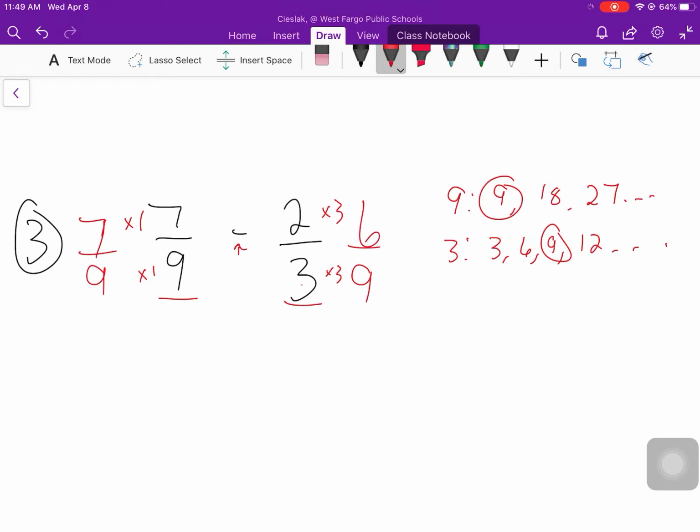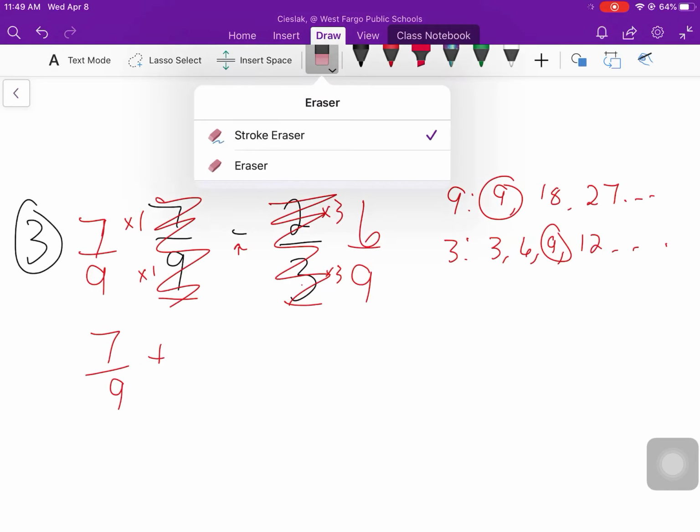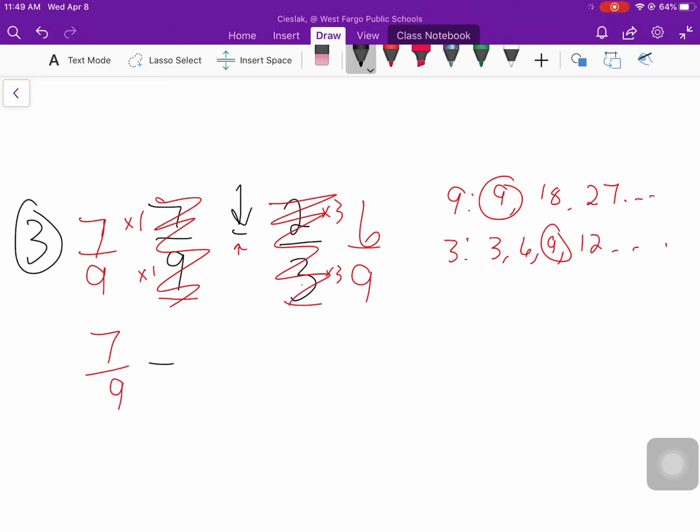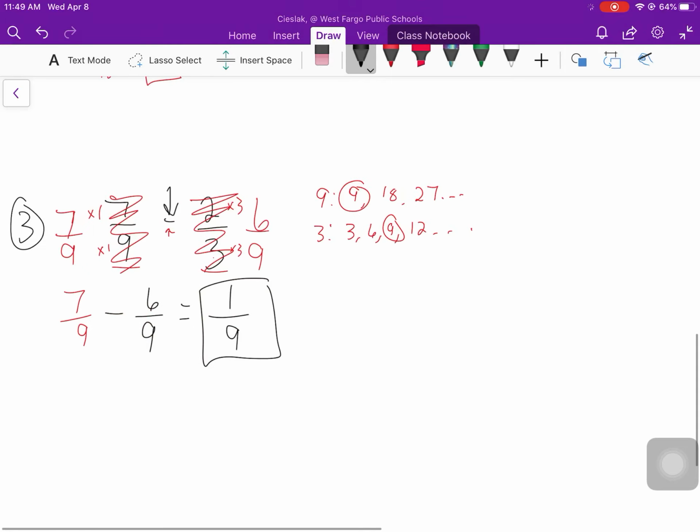3 times 3 gives me 9, so I've got to multiply 2 by 3, which gives me 6. So I'm going to cross out the original ones. My new problem is 7 over 9, not plus, I got a minus. Okay, because I'm subtracting here. So minus 6 over 9. 7 minus 6 is 1 over 9.